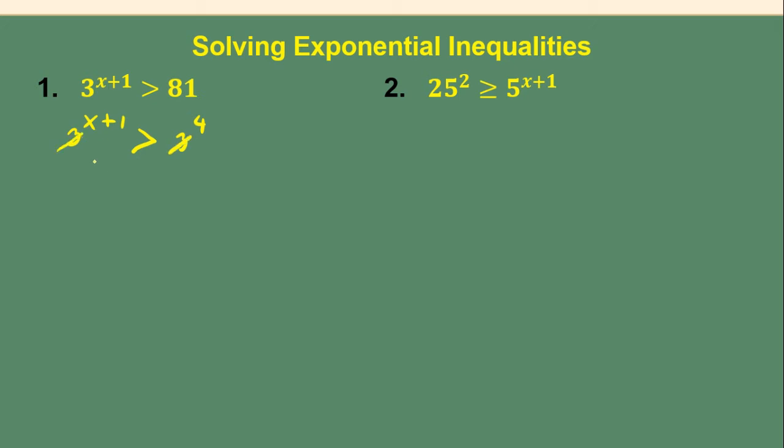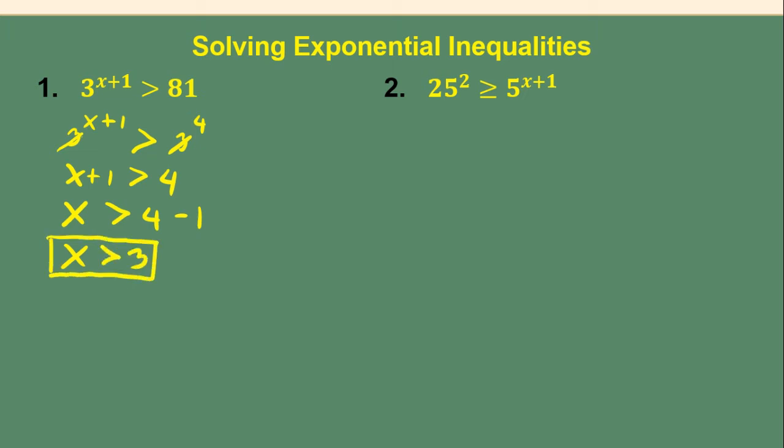And then since we have the base which is 3 and that is greater than 1, we can retain our inequality symbol. So just copy the exponents. x plus 1 is greater than 4. And then solve for x. So this is x. Then we are going to move 1 to the other side, so that will become negative 1. So the value of x is greater than 3.